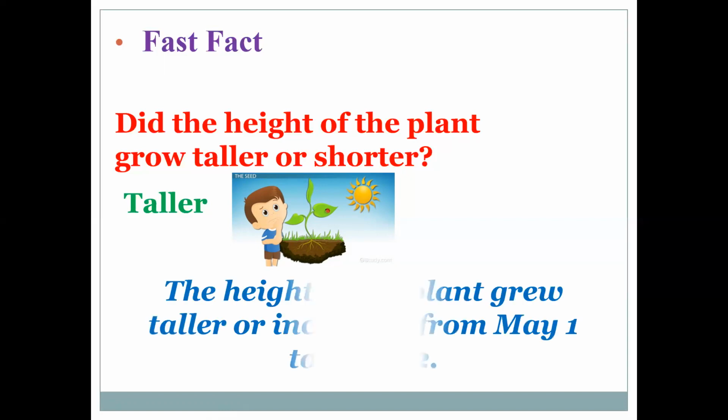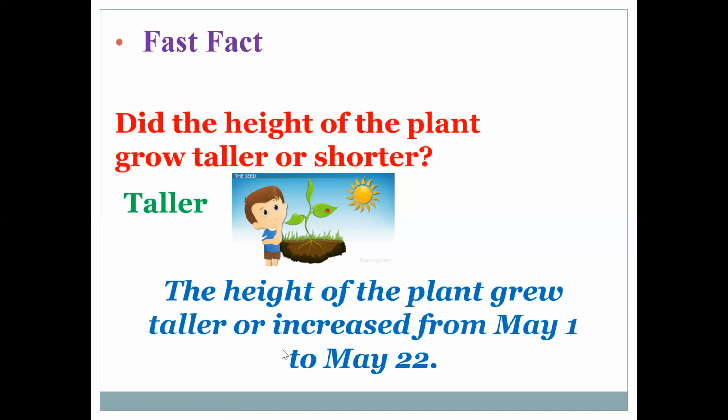Now, please remember this. When it's taller, it is increased. Okay, the height of the plant grew taller, or it increased from May 1 to May 22. If it had become shorter, you would say it decreased. Okay, so if you have your book and your pencil, please write this word down. Increased means it grew taller or bigger. Decreased. How is decrease spelled? D-E-C-R-E-A-S-E-D. If it decreases, then it becomes shorter.